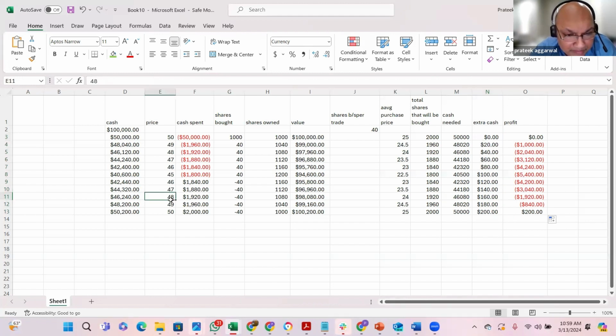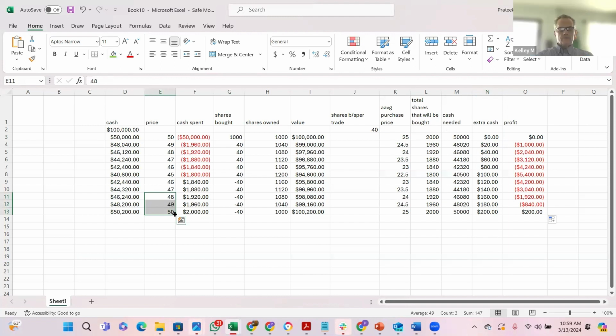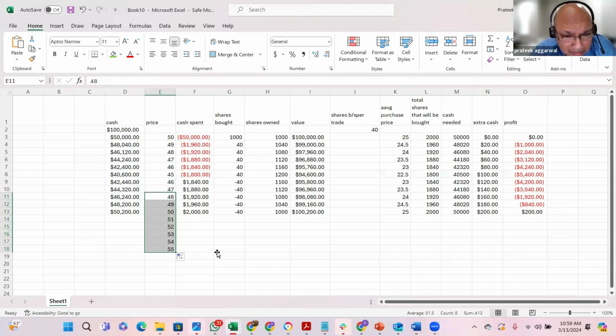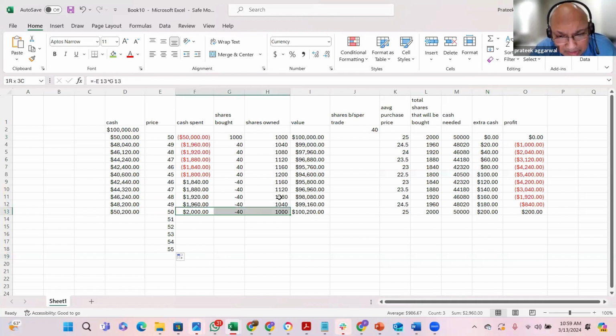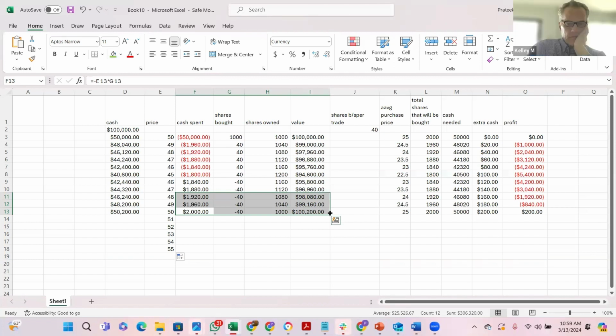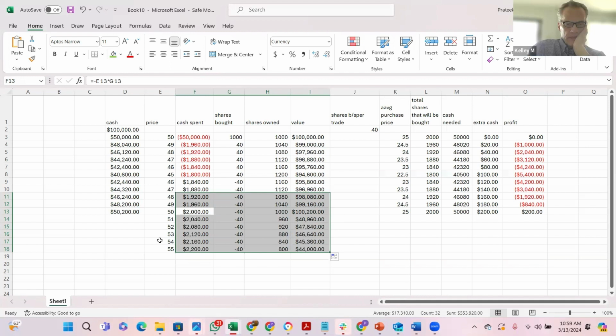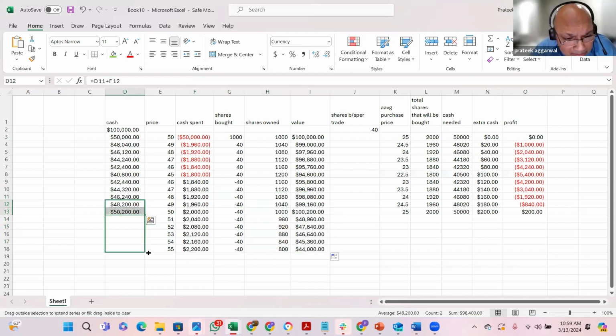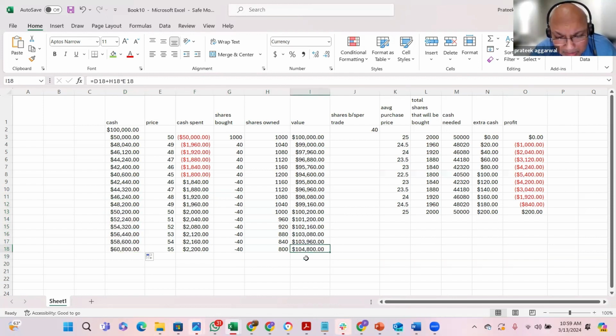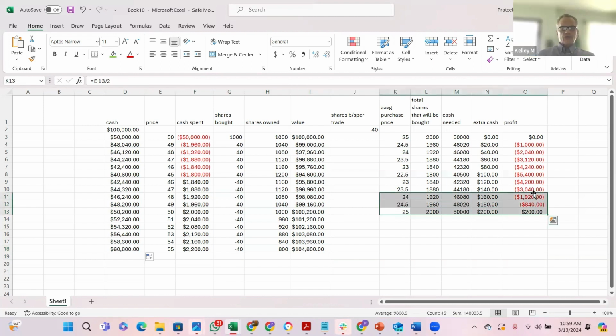Now I'll take it even one step further. Let's make it 55. So the story becomes 51, 52, 53, 54, 55, right? And now let us again stretch all these cells. So we're selling into strength, and the cash in the account is increasing. The value of the account has gone to 104,800, right? So 4,800 is our extra cash.